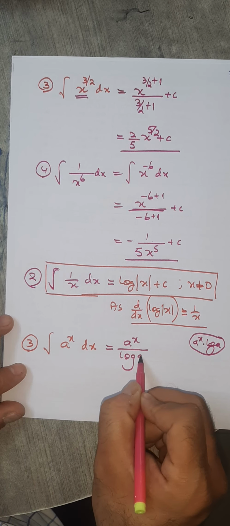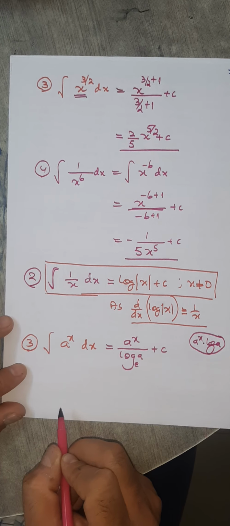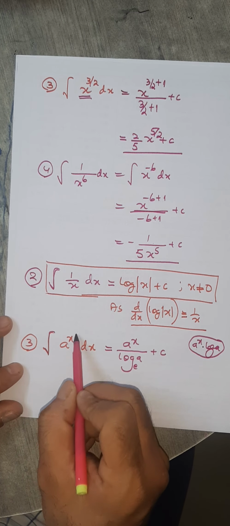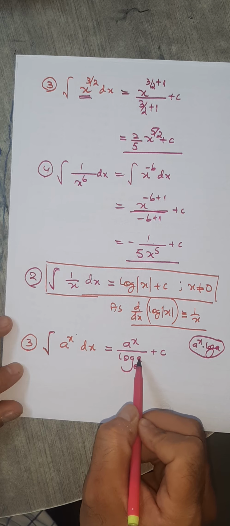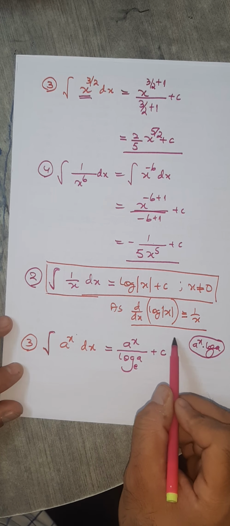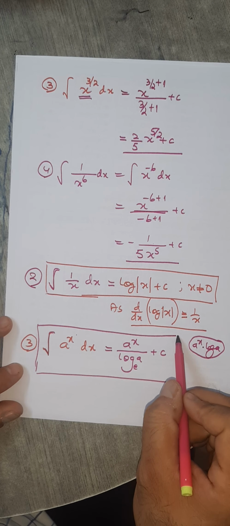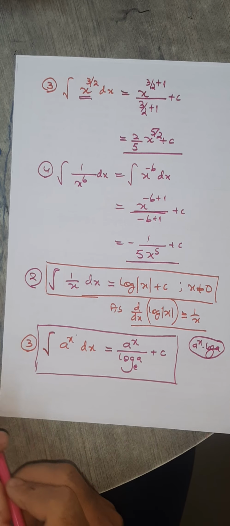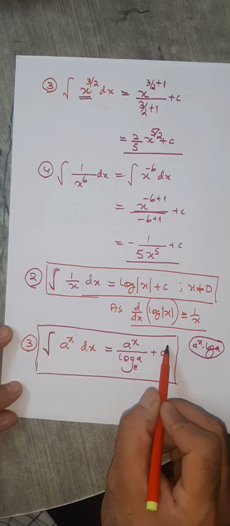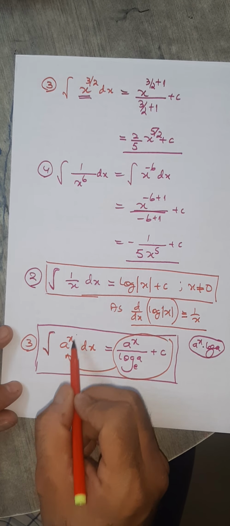Log a to the base e, it is understood, plus some constant c, the constant of integration. What's the integral of a raised to x? That's a raised to x upon log a to the base e plus c. Again, I'm emphasizing, why is the integral of a raised to x equal to a raised to x upon log a plus c? You differentiate this, you will get exactly this portion.